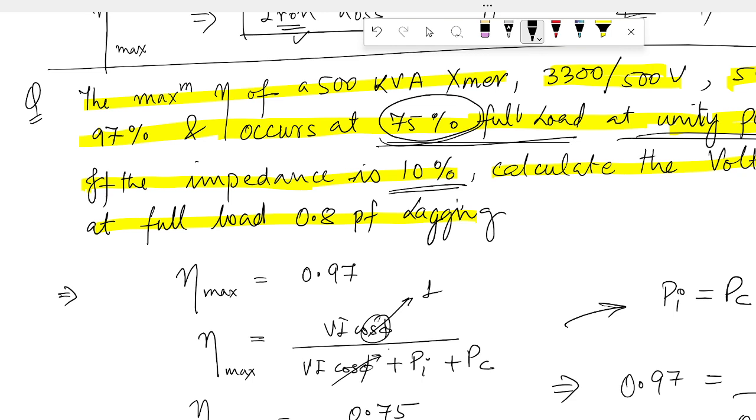See, the full load transformer has a rating of 500 kVA. So when we are given 75% of the full load, that means 0.75 into 500 at unity power factor. Unity power factor means cos phi is 1. So the load will become 0.75 into 500 into 1. And since all these values in your question are in per unit values, I am leaving this in terms of per unit value only.